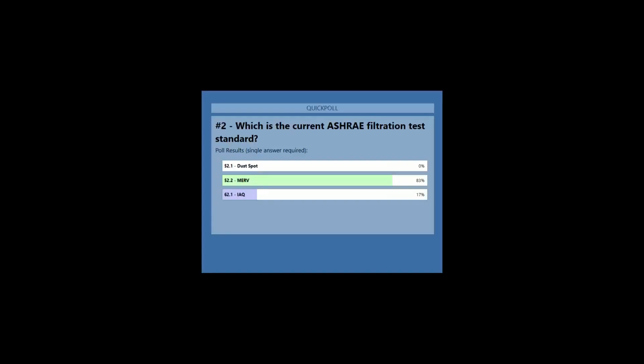Great job. I apparently did not make that one as hard as the last question because 83% of you got it correct. ASHRAE standard 52.2 with the MERV standard is our filtration standard for ASHRAE. 52.1 was the old dust spot. Thankfully, none of you answered that. And some of you said 62.1, which is our indoor air quality standard, which is important, but it does not have anything to do with my filtration rating system.